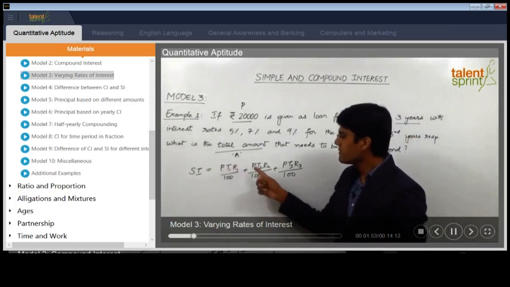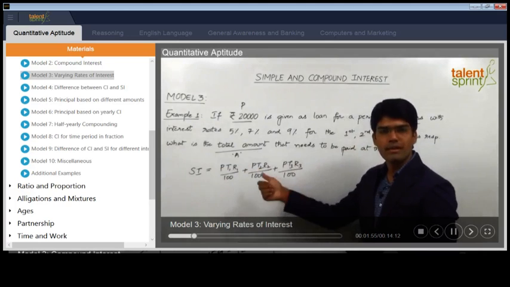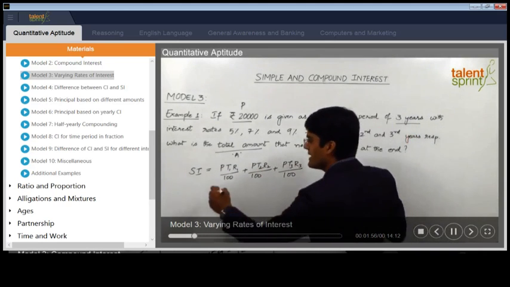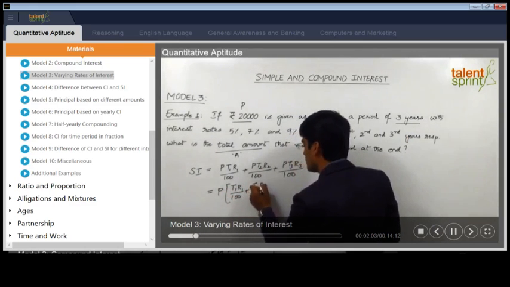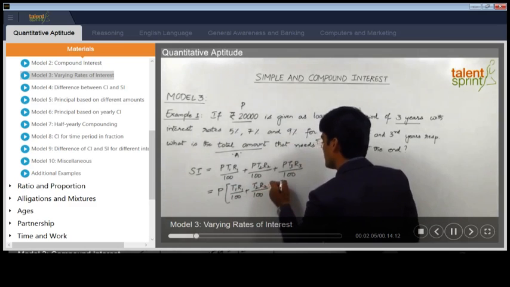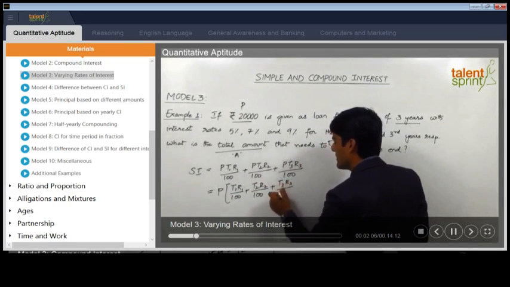And since the principal is constant for the whole period, we are taking it as P. So by taking P common, we can get the answer as T1 R1 by 100 plus T2 R2 by 100 plus T3 R3 by 100.